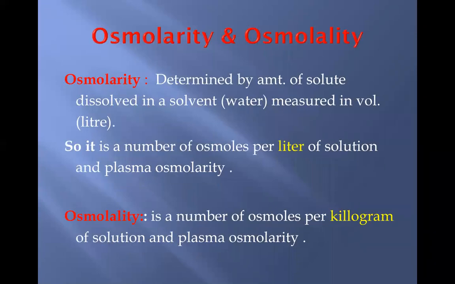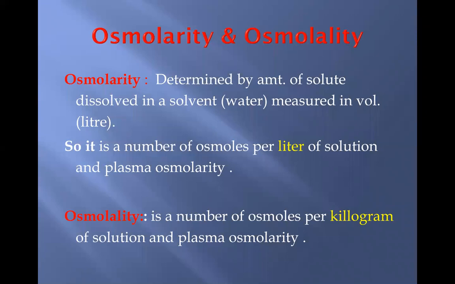Now, we are talking about very important terms, osmolarity and osmolality. The osmolarity is determined by the amount of solute dissolved in a solvent. The solvent, for example, water, is measured in a volume of liters. So it is a number of osmoles per liter of solution, and plasma osmolarity, while the osmolality is a number of osmoles per kilogram of the solution and plasma osmolality.